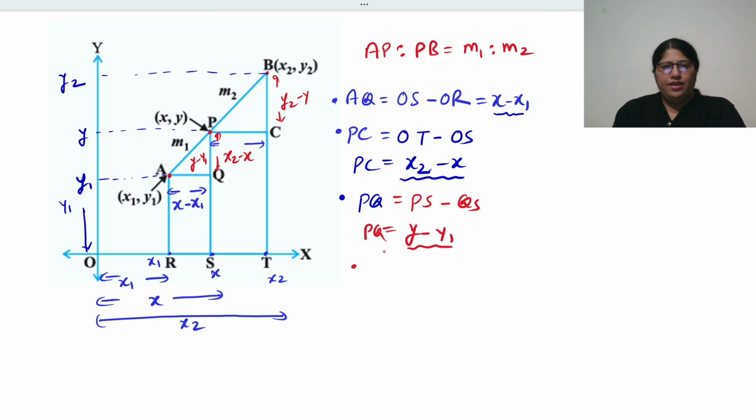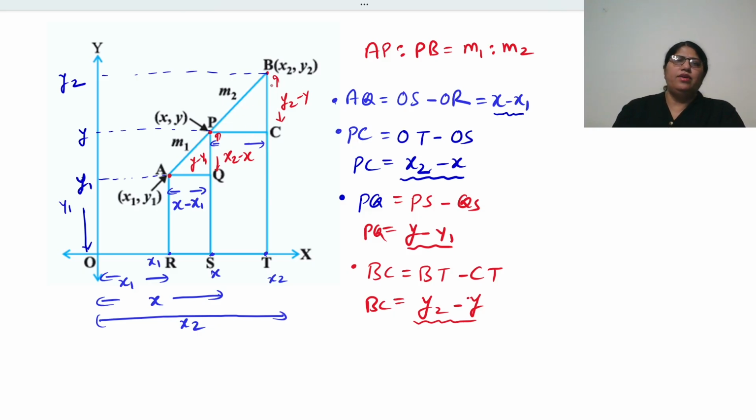Similarly, PQ is done, now BC length. BC is nothing but BT minus CT. BT total length is Y2, and CT length is Y. So we are getting the length of all these sides of the triangle in terms of x1, y1, x2, y2 and x, y, right?